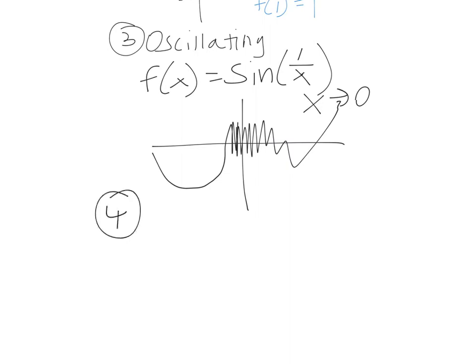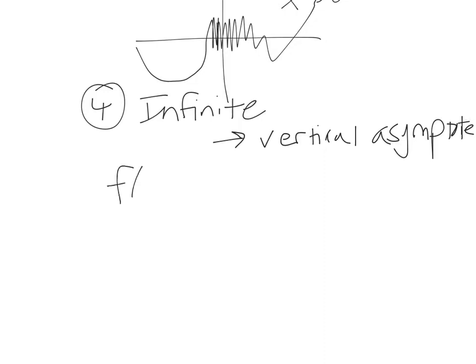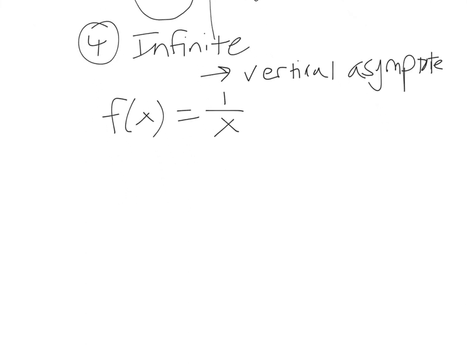Okay, and then finally, number 4 is the one that you've been doing the most lately, and this is infinite discontinuity. It's when you have a vertical asymptote. These vertical asymptotes show up a lot. So let me just give you a very basic one: f of x equals 1 over x. That's just one of those rational functions. It looks like this, here and there.